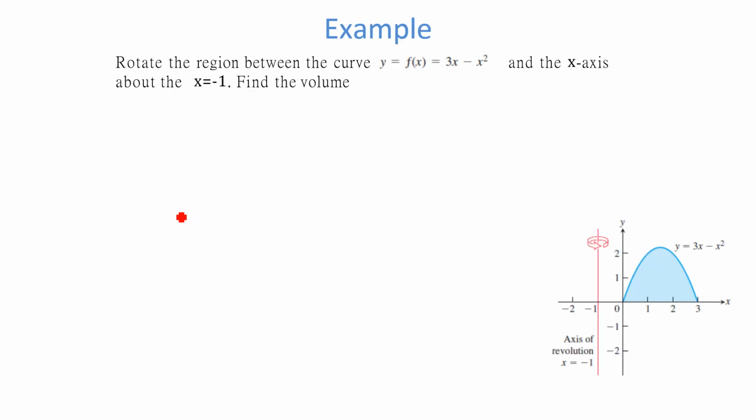Okay, let's solve a few questions. Rotate the region between the curve y equal to 3x minus x squared and the x-axis, that is this region, about the line x equal to minus 1, that is this line. Then find the volume of the solid of revolution.